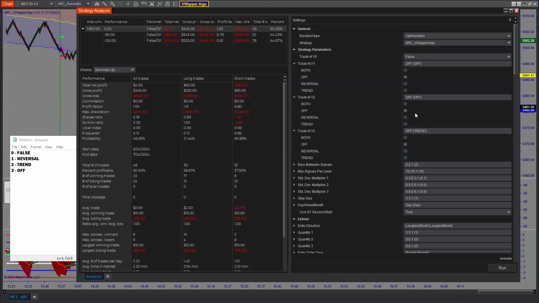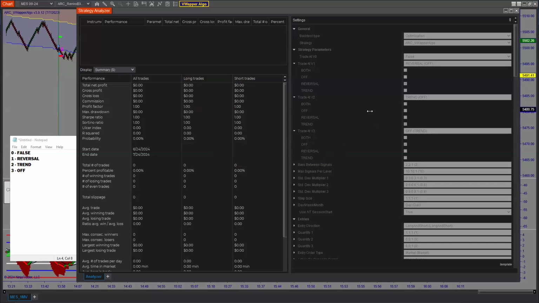Okay, level 2 was trend. So go trend. And then turn that off. And then level 1 was reversal. So we'll go reversal. And then level 0 was false. So now I'm going to run them all together.